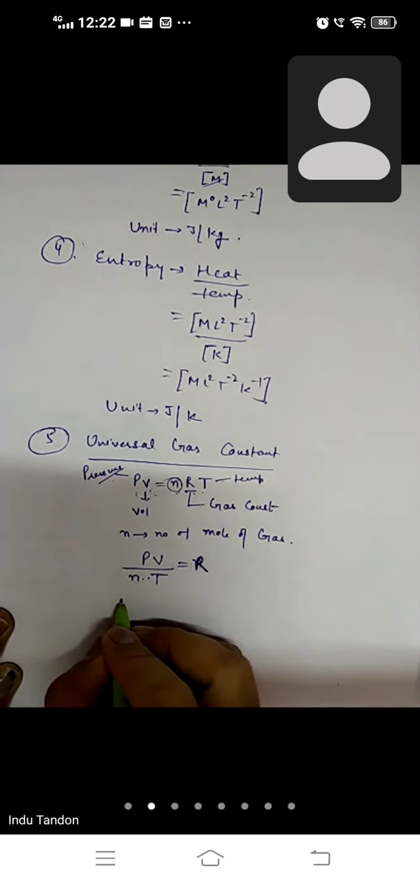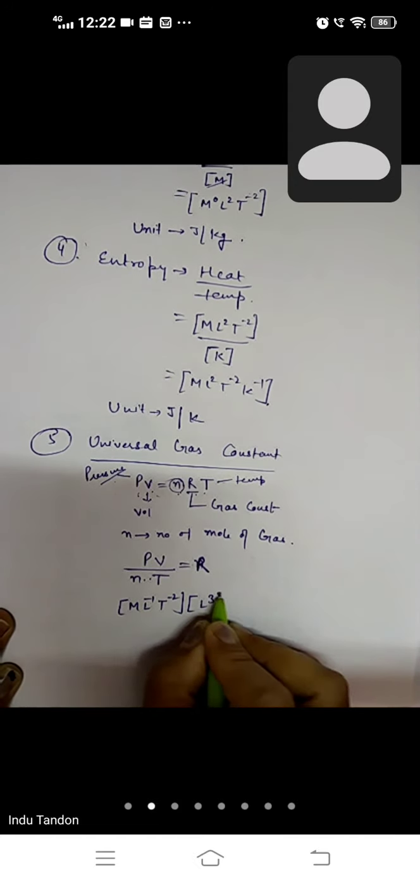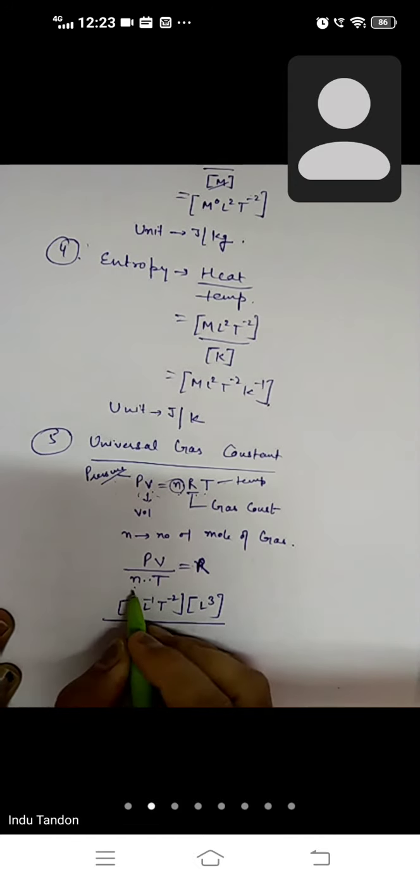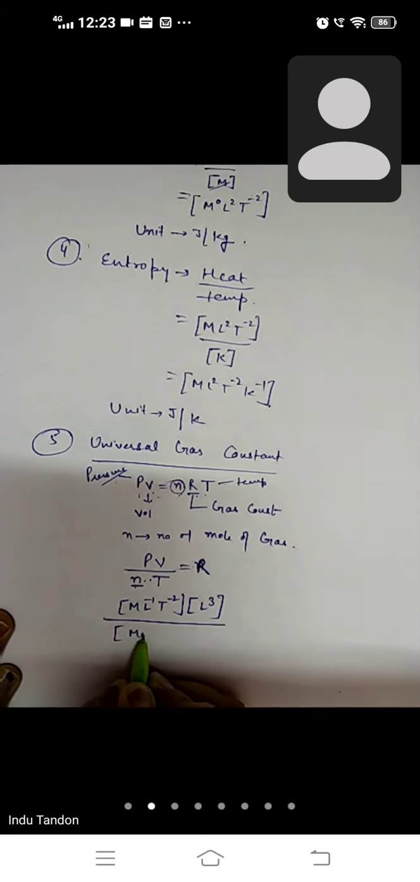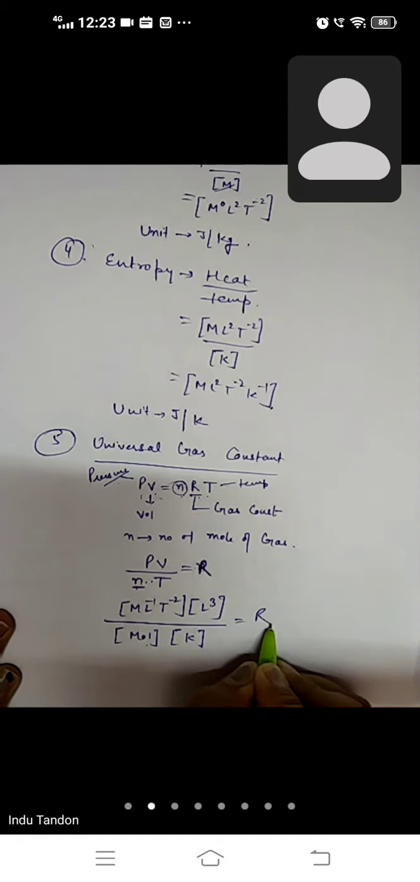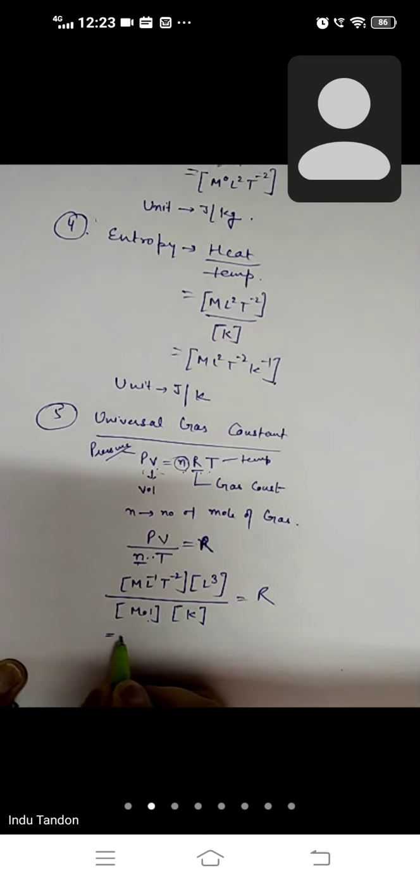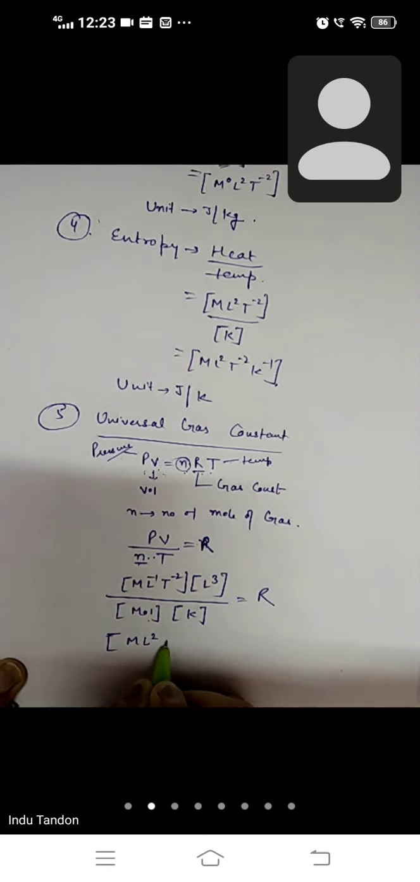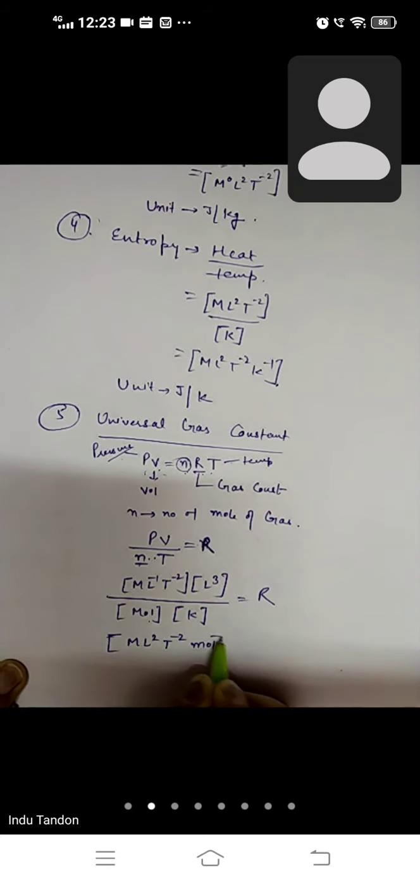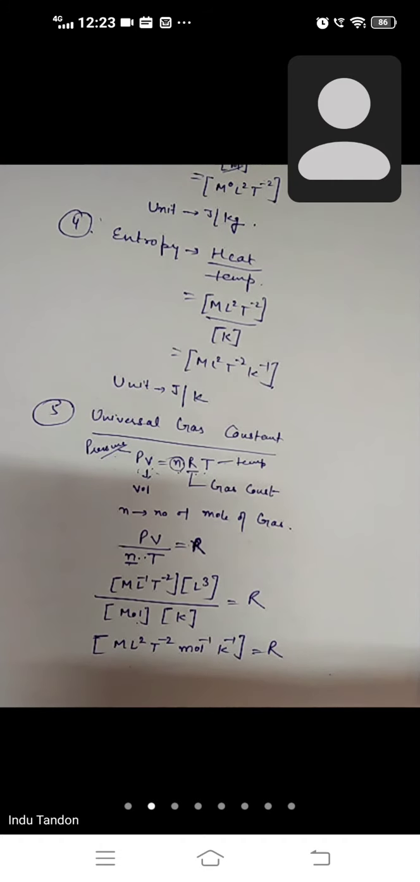What is pressure? ML⁻¹T⁻². Volume is L³. Can you tell me the unit of the number of moles of gas? Mole. Temperature is Kelvin. This is one more quantity related to the SI system, that is the amount of substance. So it becomes ML²T⁻² mole inverse Kelvin inverse. This is the gas constant.